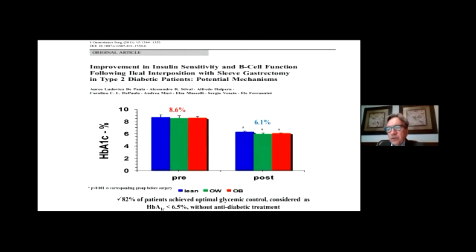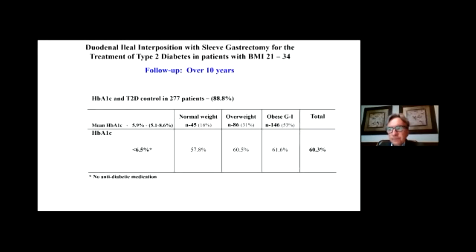In collaboration with the University of Pisa, we studied potential mechanisms involved with the surgery and found that those diabetics with normal weight, overweight in green, and obesity with BMI 30 to 35 in red, had the same A1C control after 2 years of surgery. And the same A1C control applies to these groups of normal weight, overweight, and obese class one after 10 years of ileal interposition.